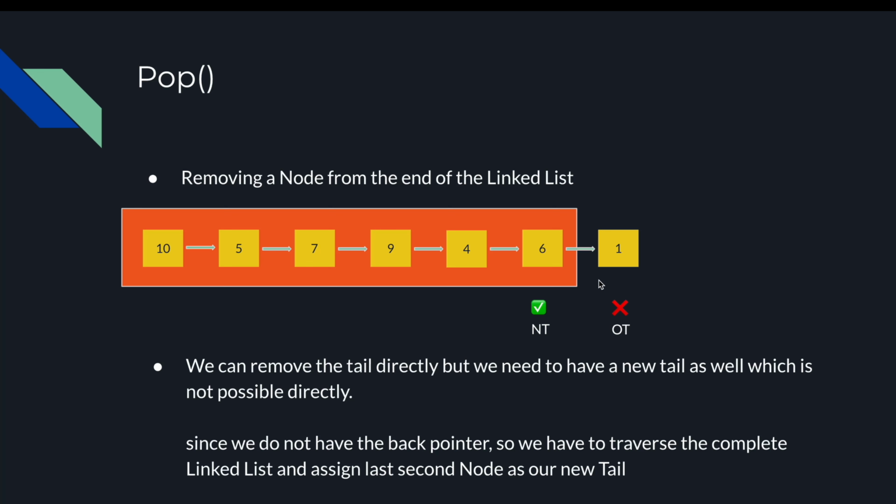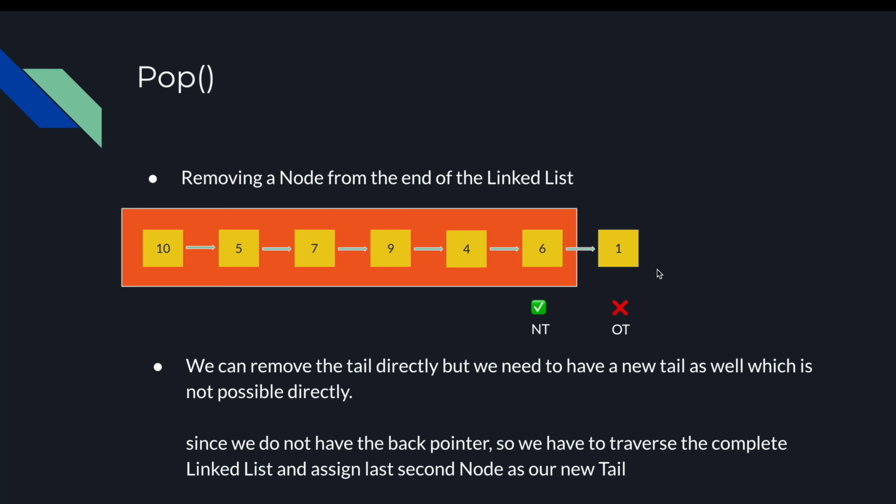But 7 is not pointing back to 5. In our case, where we want to make 6 as our new tail, after removing 1, we cannot come to this node. Why? Because there is no back pointer, right? So how can we set this second last node as our new tail? For that, we have to traverse the complete linked list, meaning we have to start from here and then move forward one by one. And once we reach the end of this linked list, we need to keep track of the last second node and then make this node your new tail and make sure this node points to null instead of pointing to this 1, right? And that's how we will remove the last node of the linked list.